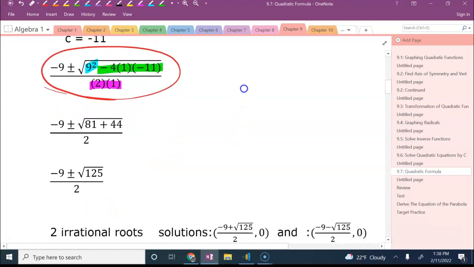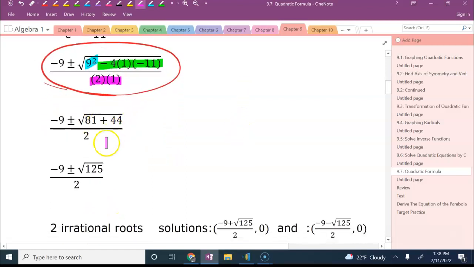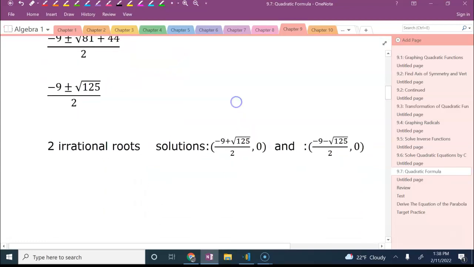Then what I did is I added 81 and 44, so that's how I got this 125 underneath my square root sign. And if I try to square root 125, you're going to get a decimal, which I'm not entirely sure what it is exactly. It's probably 11 point something. But this would tell me that I'm going to have two irrational roots, and all that means is that they're going to be kind of messy numbers. So you're going to have those decimals that have no pattern to them, they don't repeat, they never end.